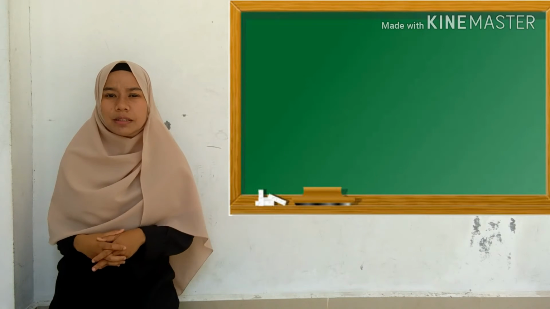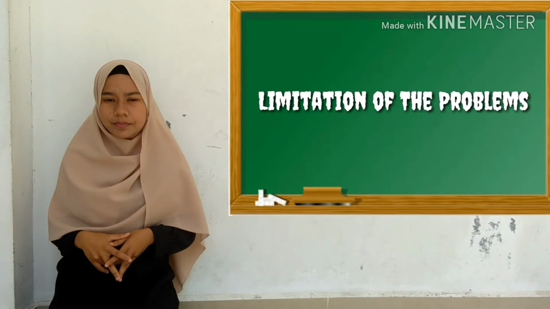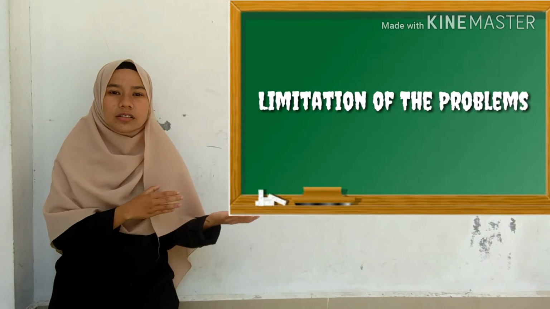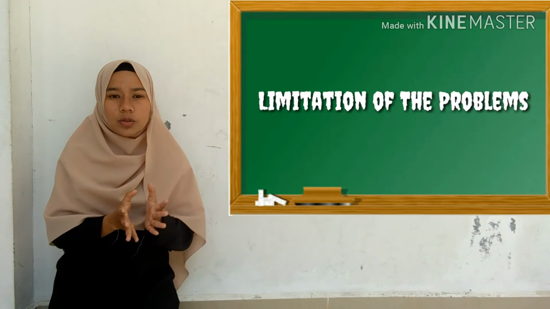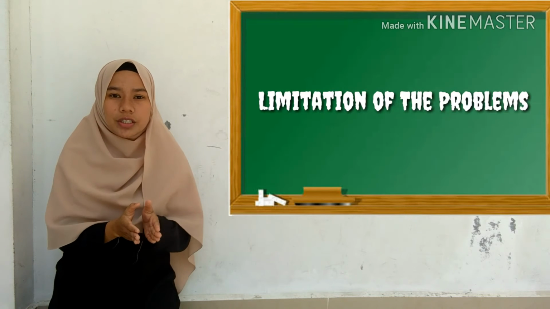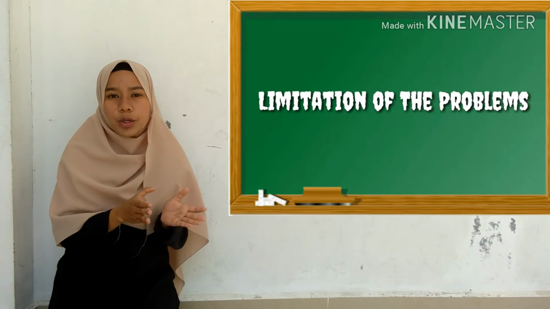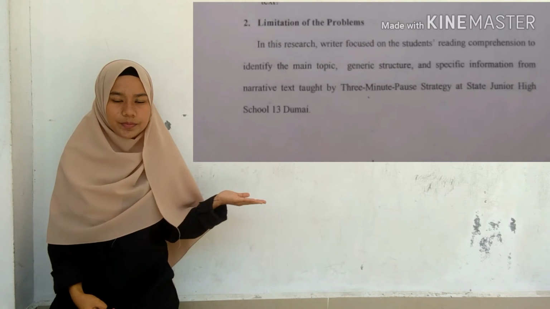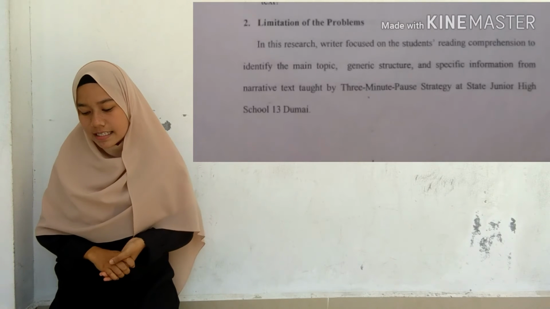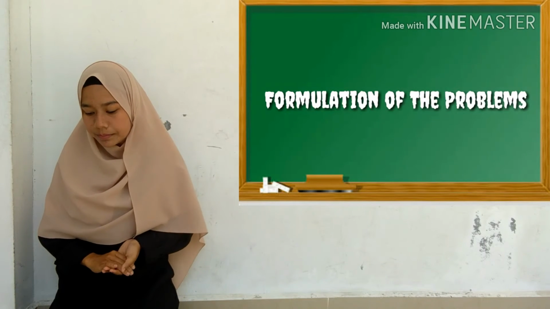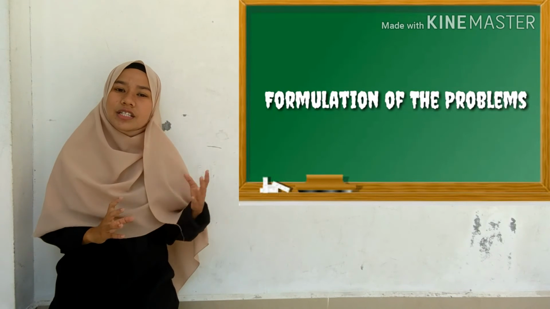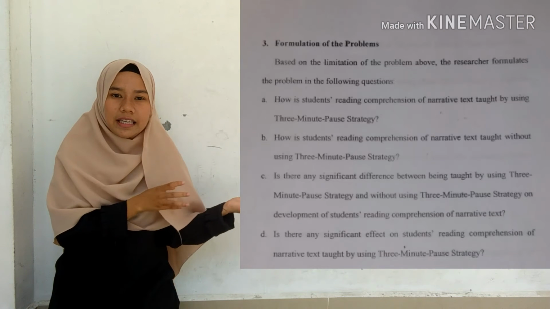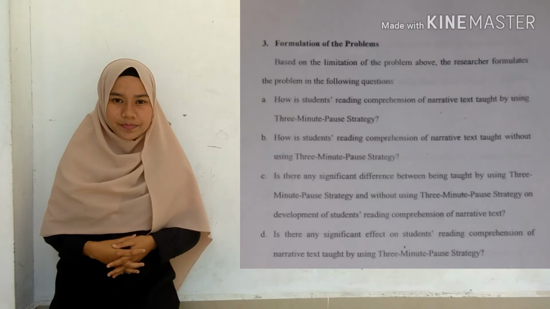Next, we are going to talk about the limitation of the problem. For the limitation of the problem, the researcher should limit the specific problem. You can see in my slide. And the next is the formulation of the problem. In the formulation of the problem, the researcher formulates the problem and makes it into a research question.